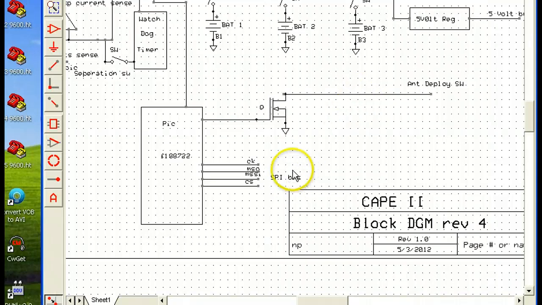The main interface back into the satellite is an SPI bus, and we have our typical clock, serial data out, serial data in, and clock select lines. So in general, this is in a nutshell what's on the power board.